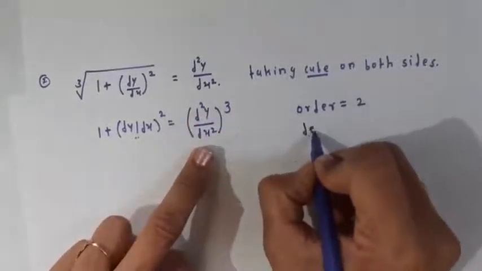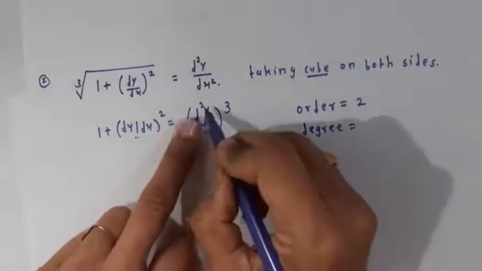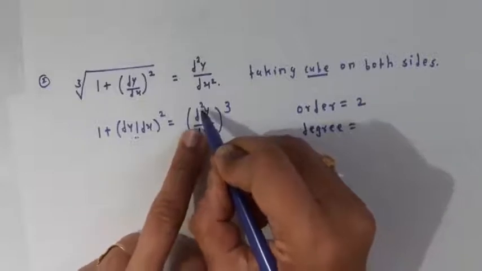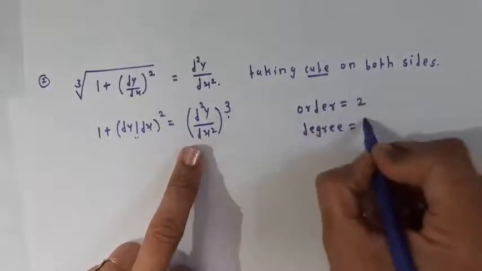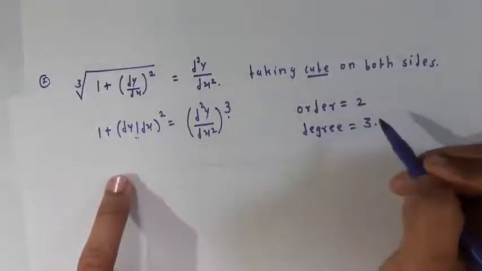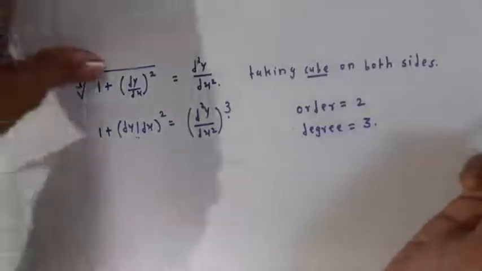And what is its degree? Degree means power of its highest order derivative. What is the power of highest order derivative? 3, and therefore degree is 3. This is the differential equation, its order and degree.